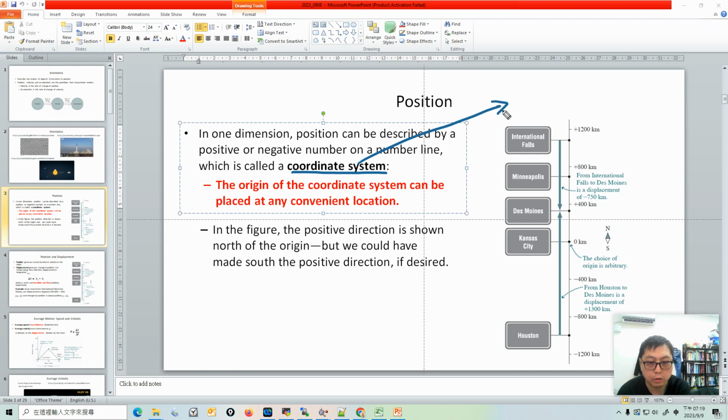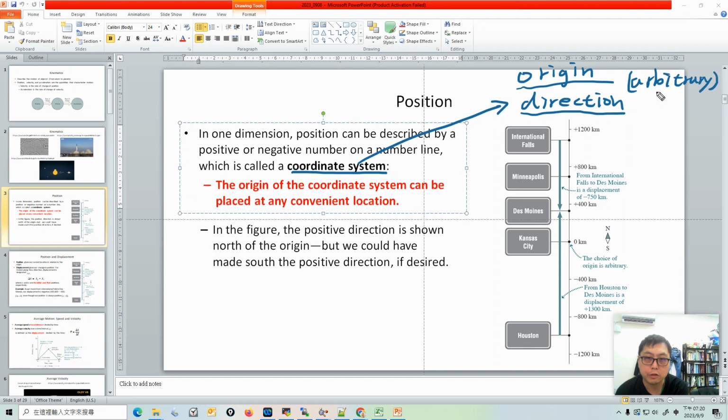In a coordinate system, you have to set up two things. One is the origin, and the other is the direction. In the coordinate system, the origin and direction setup is all arbitrary. You can set the origin position you want, and you can set the direction you want, as long as you feel it is convenient.